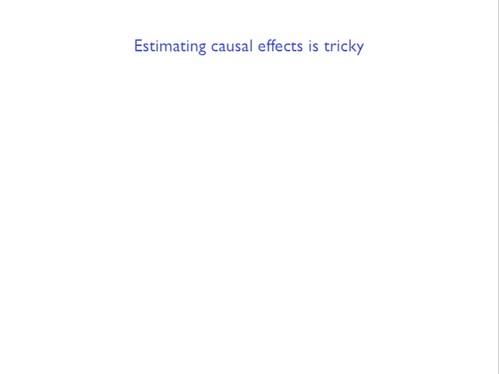But estimating causal effects is much more difficult, because whether or not your regression estimate or your difference in means is going to have a causal interpretation comes down to a question of whether or not this variable x is correlated with other things that might affect the outcome.